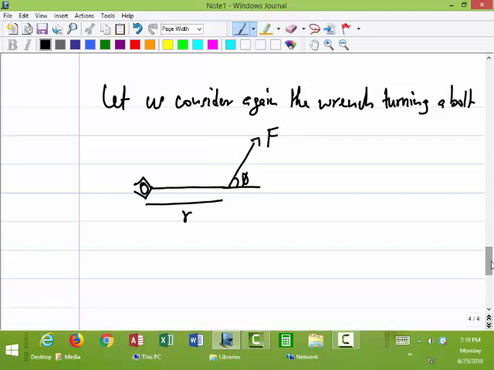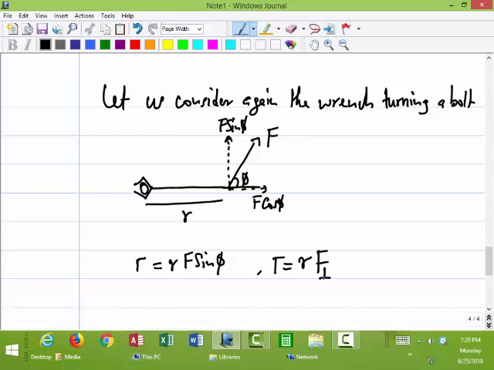So we can calculate the torque first by taking a vertical component of the force. This would be F sine phi, and then this is a horizontal component, F cosine phi. So the torque is equal to R times F sine phi. So this is basically saying that the torque is equal to the lever arm R multiplied by the perpendicular component of the force, F perpendicular, where F perpendicular is equal to F sine phi.